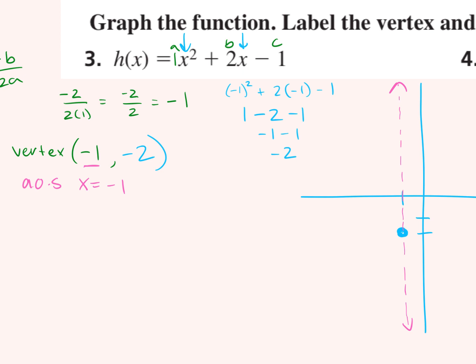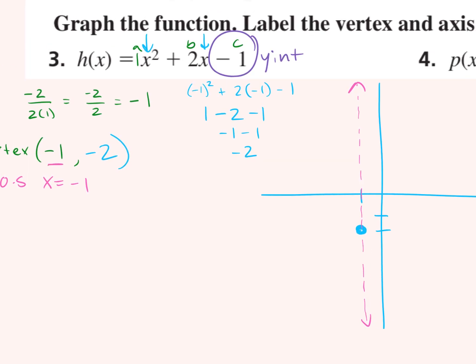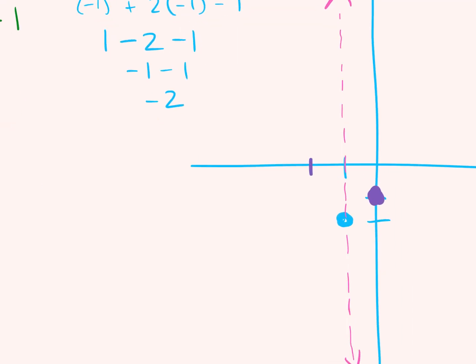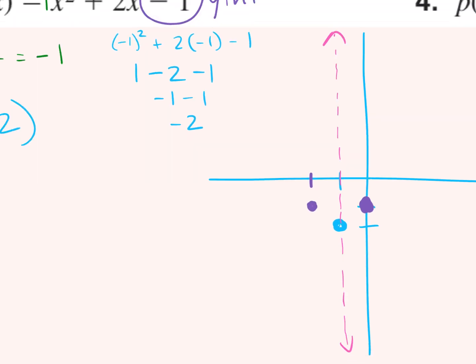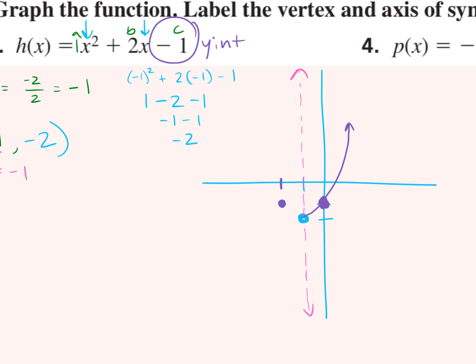All right, now I need 2 more points on my graph. How can I find another point? The y-intercept. What's our y-intercept? Careful. We're on number 3. -1. Our y-intercept is the C. That is where we cross the y-axis. So we cross the y-axis at -1. So I got 2 points. Where's my third point going to be? The mirror of it. So if I'm one space away from my axis of symmetry on the right, I have to be one space away on the left too. And then I can draw my parabola.